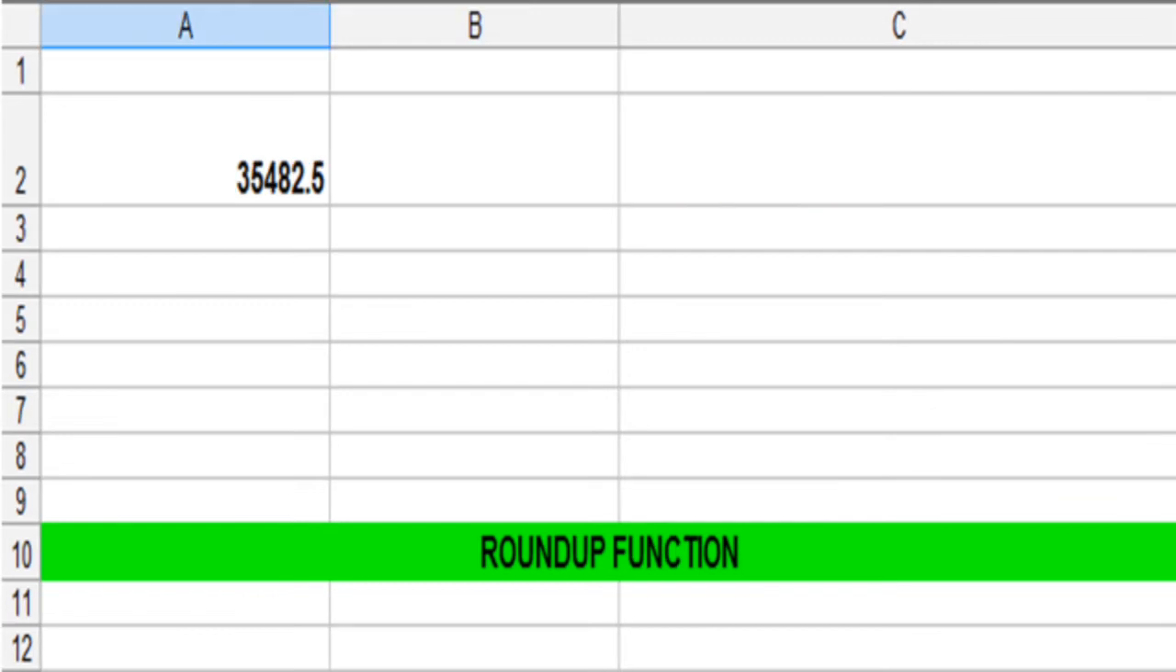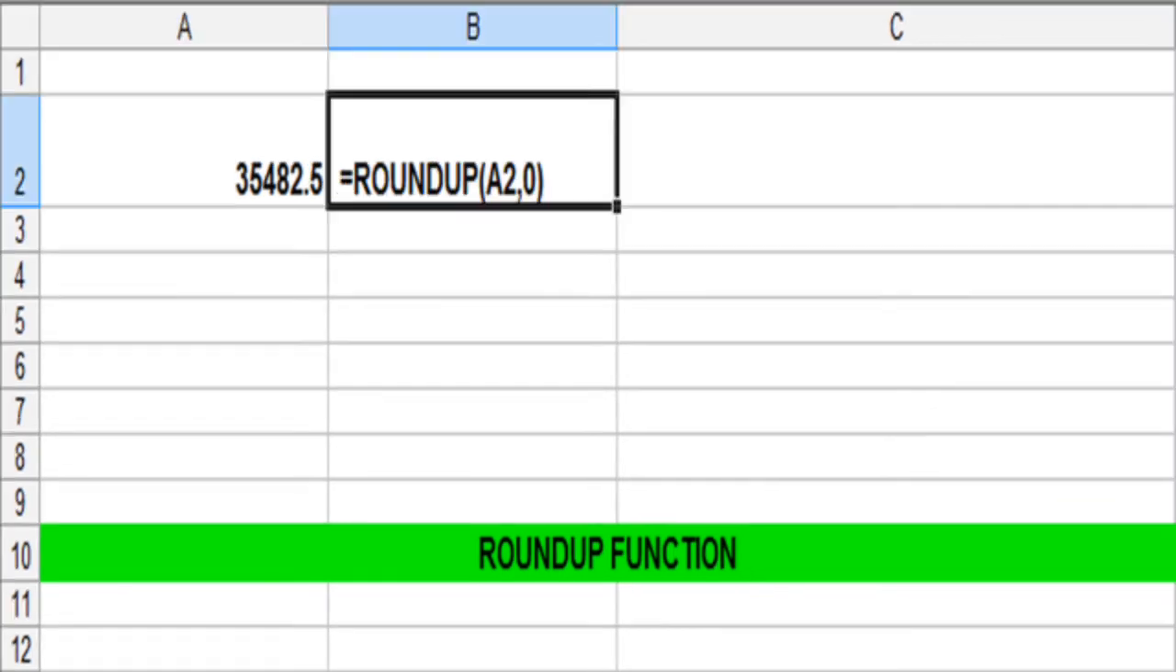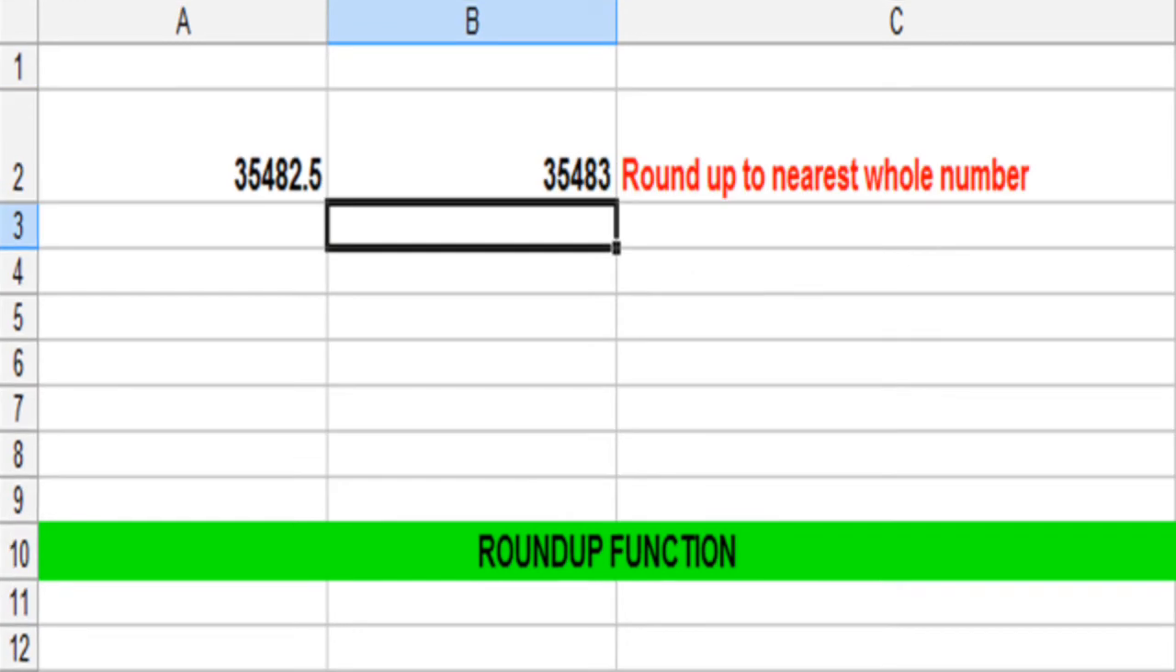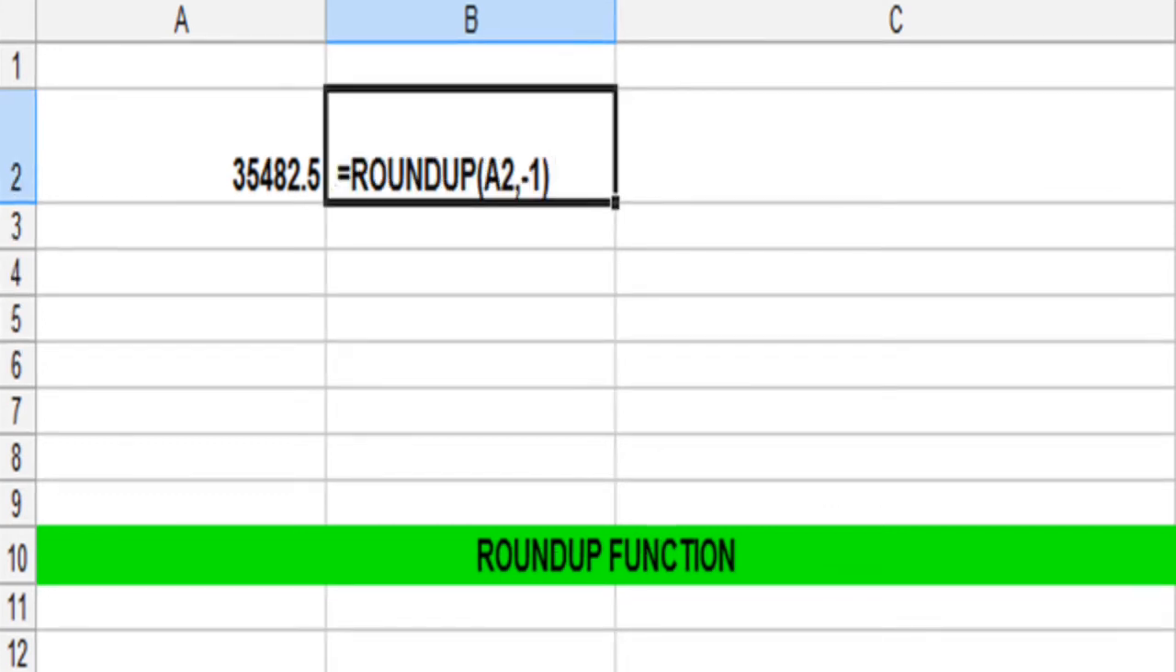Number 35482.5. Let's see how to round up before the decimal point. Round up to the nearest whole number. The formula is equals ROUNDUP(A2, 0). Press enter. Rounded up to the nearest whole number. Result 35483.